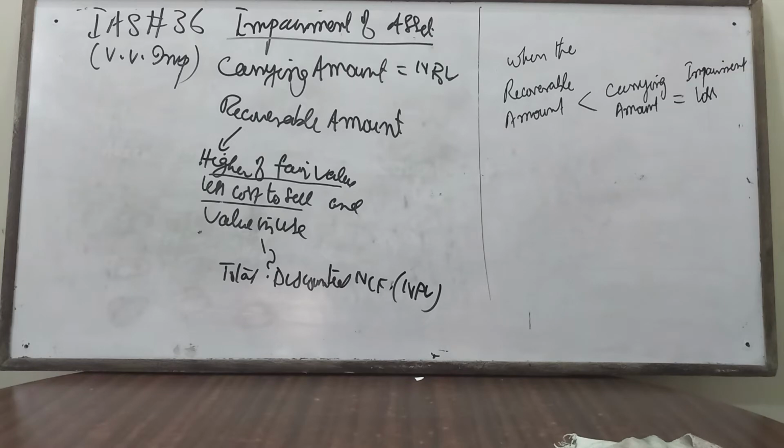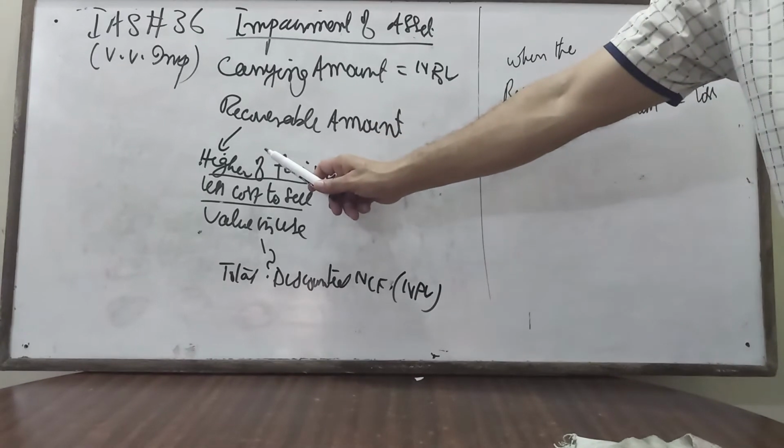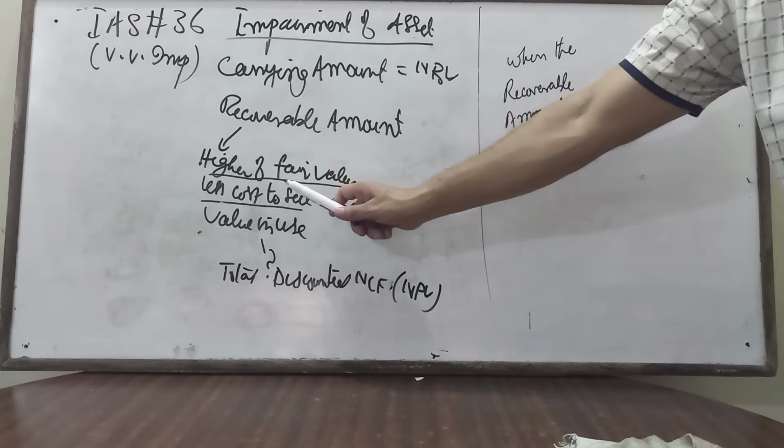Impairment loss is when the recoverable amount is less than the carrying amount. What is recoverable amount? Repeating again, recoverable amount is the higher of fair value.